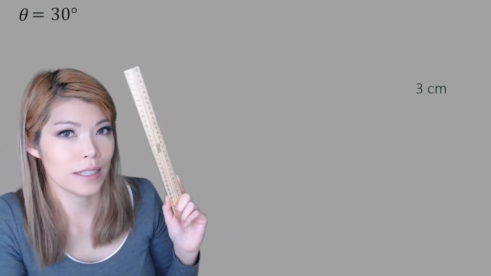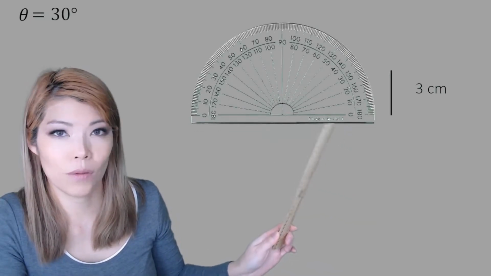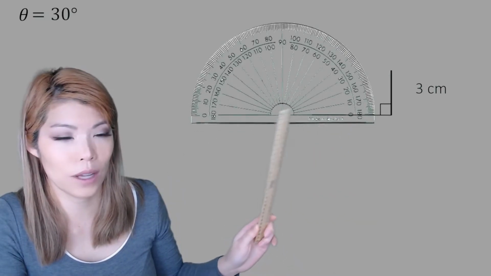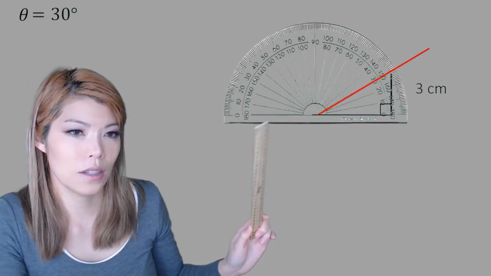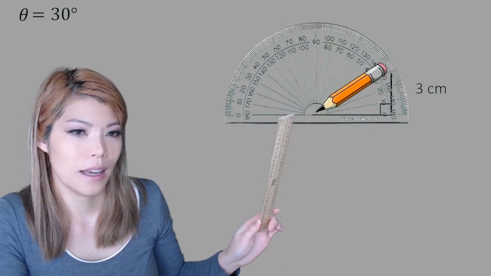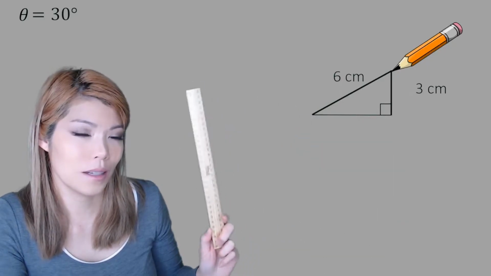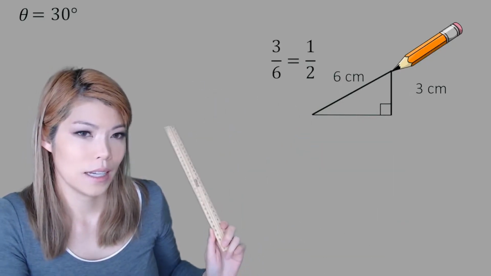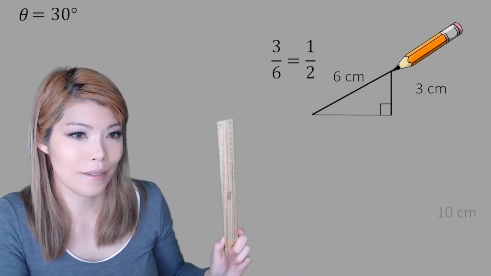Now bear with me with this part, it's going to be a bit tricky. Let's try to draw some triangles with 30 degrees. Let's say one side is 3 centimeters, and of course I want it to be a right angle because that's the triangles that we're working with. If I want it to be 30 degrees, then there's only one position that I can draw the third line. And that third line will be 6 centimeters. Again, the ratio 3 over 6 is a half.